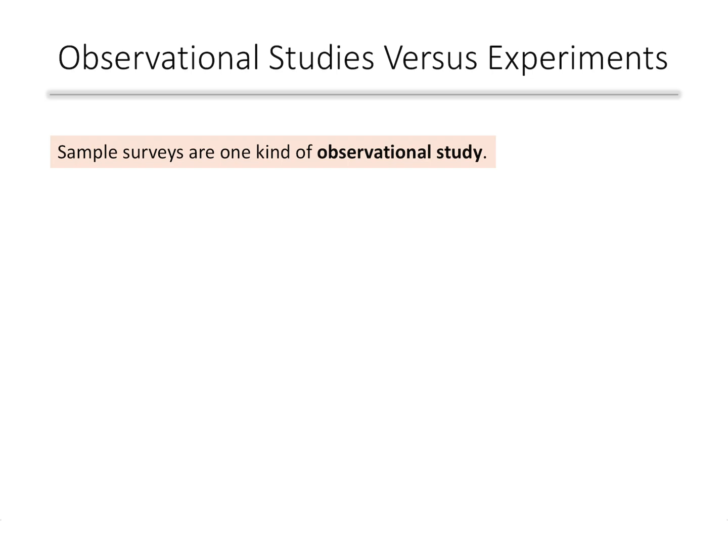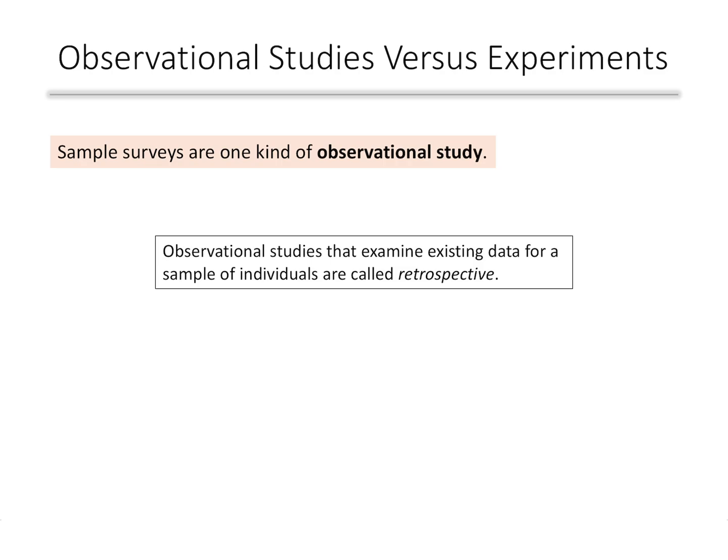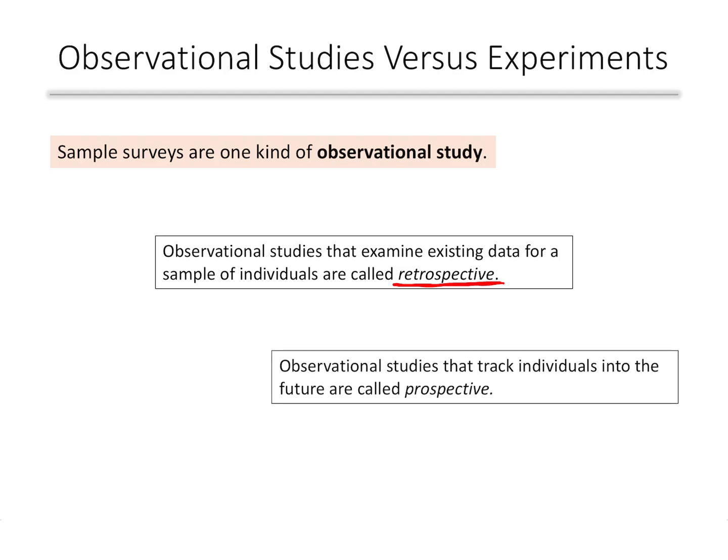So we're going to start by looking at the difference between observational studies and experiments. You need to be able to determine if something is going to be observational or if it's going to be an experiment. So sample surveys, the things we've been looking at, are one kind of an observational study. So observational studies that examine existing data for a sample of individuals are called retrospective. So observational studies that's just looking at past stuff is what we're talking about here. Observational studies that track individuals into the future are called prospective, like what might happen if this goes on forever.